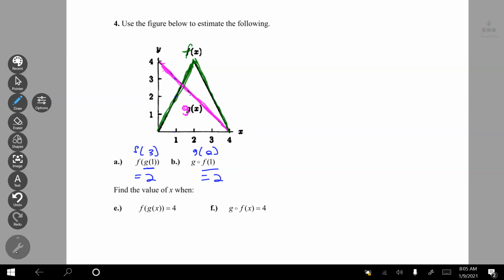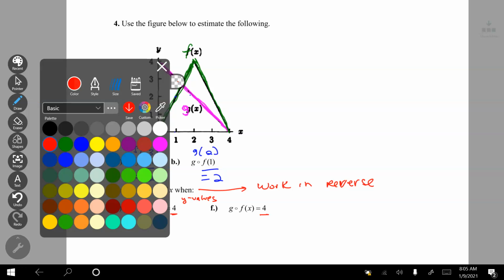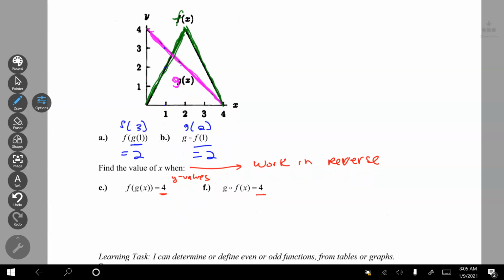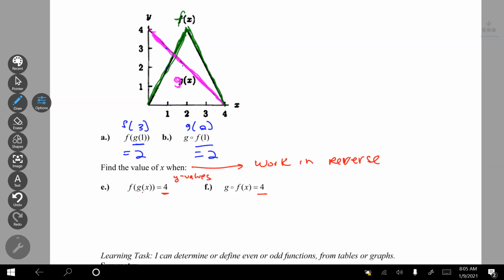Now the next problem is a little bit more difficult because these 4's here are y values. So I need to work in reverse. I'm given the final y value of this composition. So when I work in reverse, I'm working with the f function first. So in my mind, I say, let me move this up just a little bit. This says f of g of x equals 4, or better yet, f of some input value is equal to 4. So I go to y equals 4, which is right here.